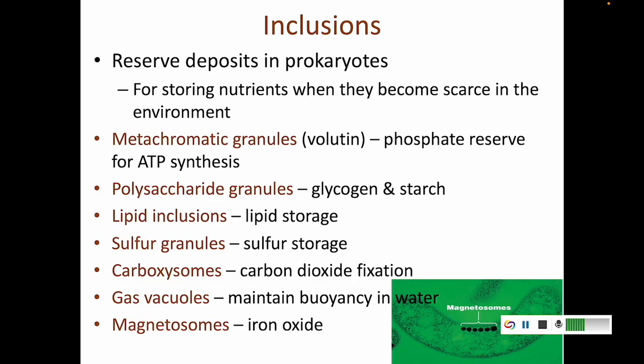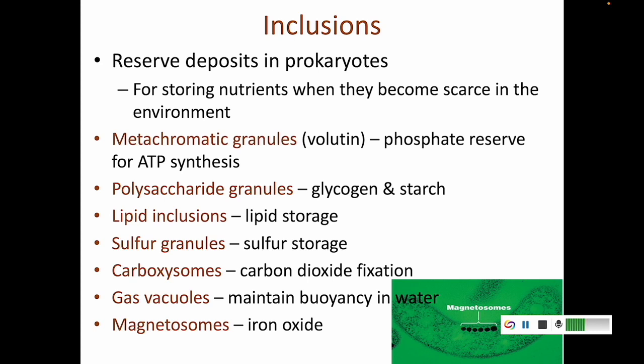Bacteria also frequently have inclusions in them. Inclusions are like little pantries where they just have extra stores of something just in case they need it. One kind of inclusion would be a metachromatic granule, where they store phosphate just in case they need extra phosphate to make ATP. Polysaccharide granules store glycogen and starch. They store polysaccharides in case they need energy.